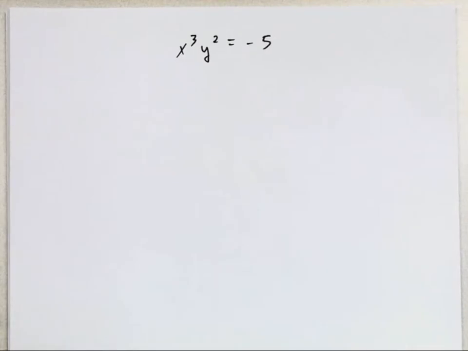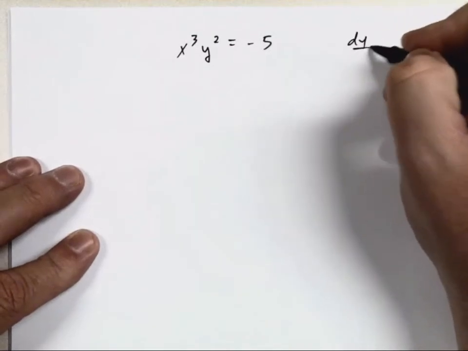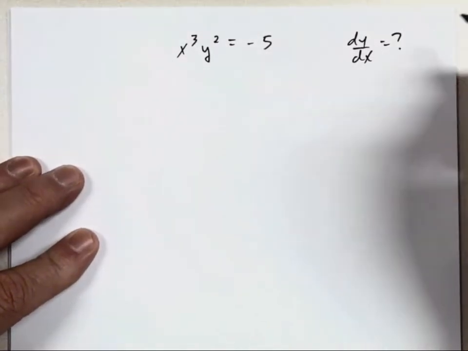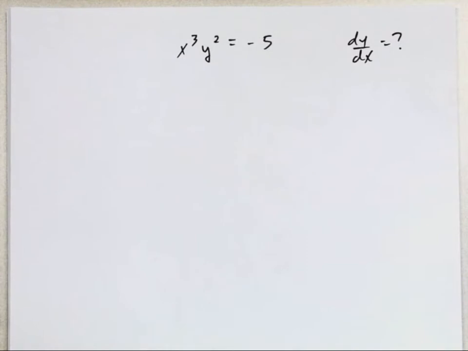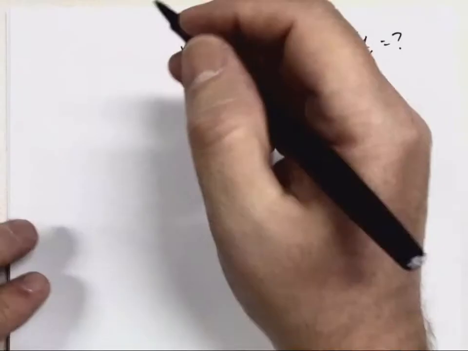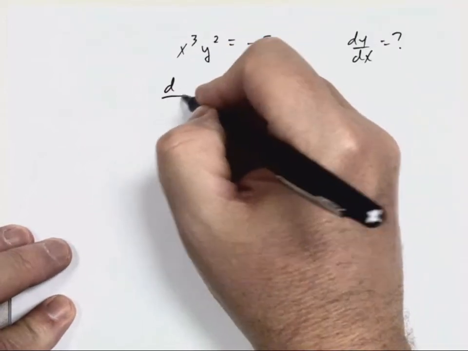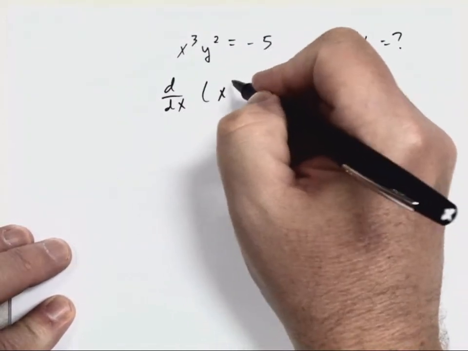x cubed times y squared equals -5. And we want to know the derivative dy dx, derivative of y with respect to x. Well, going to take the derivative of both sides with respect to x.